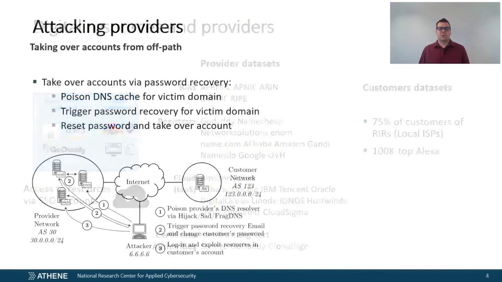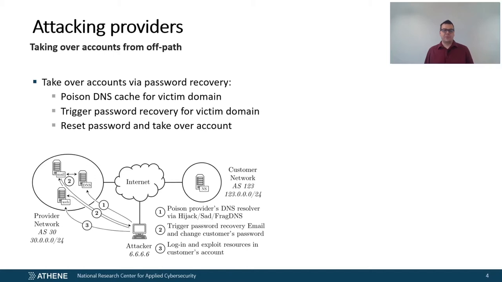So the question is how to attack those providers and take over an account. Our attack works by hijacking the password recovery email for the account. Since emails are routed through the DNS, or the routing information for emails is stored in the DNS, our attack works by poisoning the DNS cache for the victim domain in the resource provider's resolvers with a poisonous entry which maps the email server of the victim to the attacker's IP address. The attacker then triggers a password recovery email for the victim account, and resets the password for the account. This allows him to take over the account by resetting the password and logging into the account.